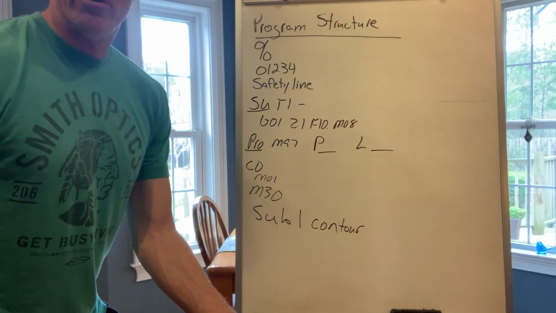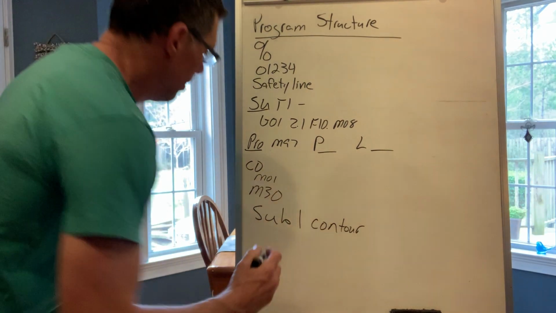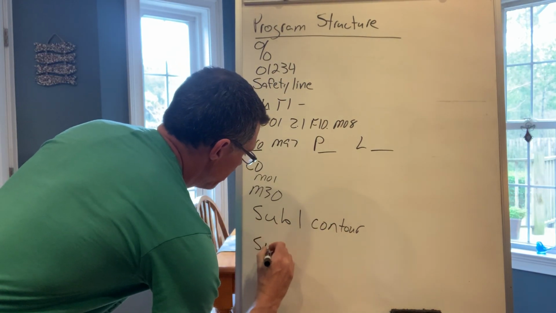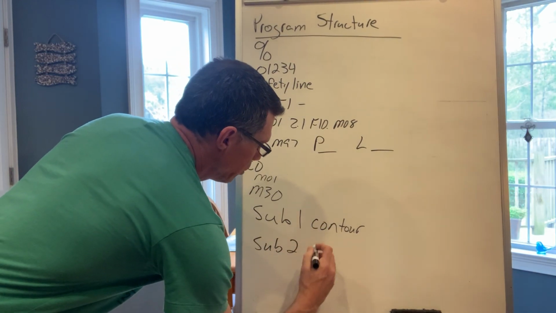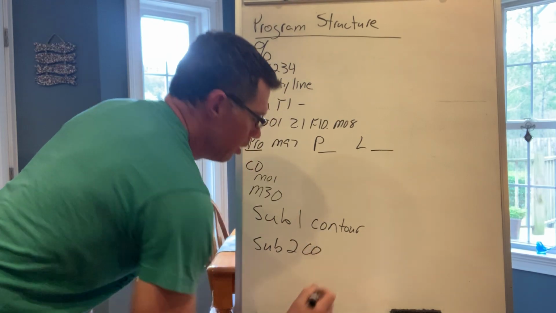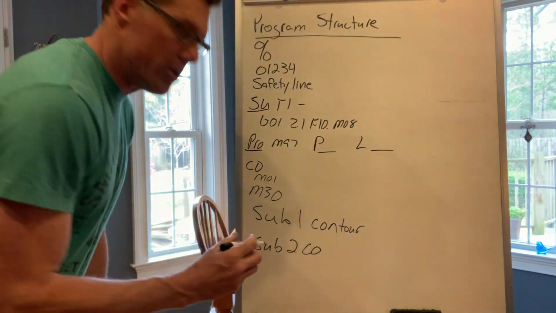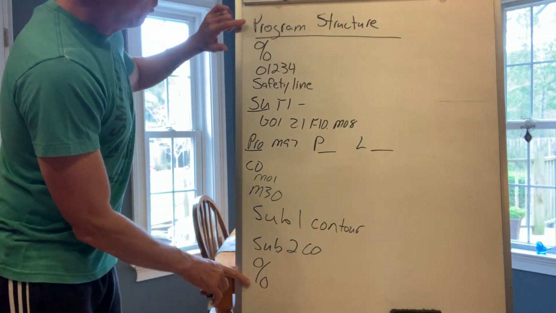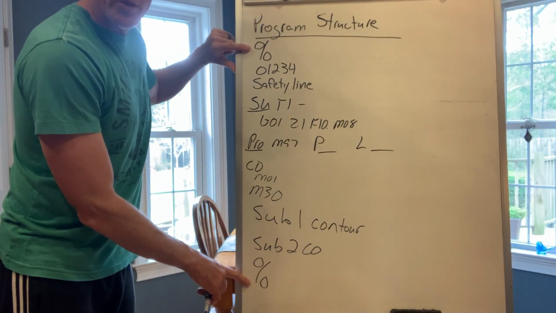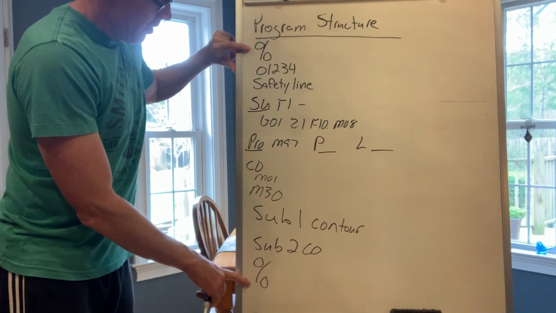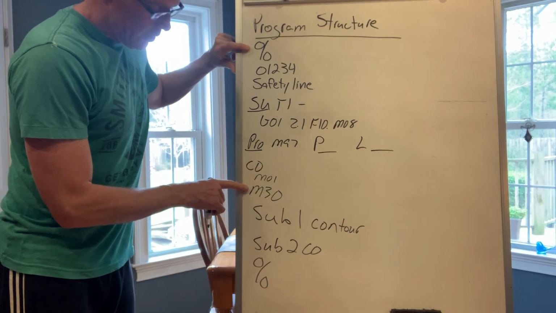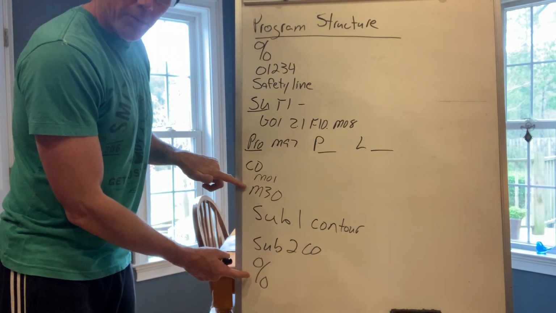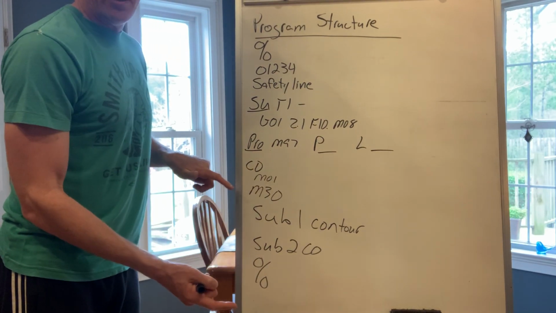And in this case, if I wanted to sub out the closeout, I would put a break between these two, and then I would put sub number 2, which would be my closeout. Then you put your percent sign in there. Because remember, the program is only going to read everything between the percent signs. But the key is the subs have to come after the M30, but before the last percent sign.